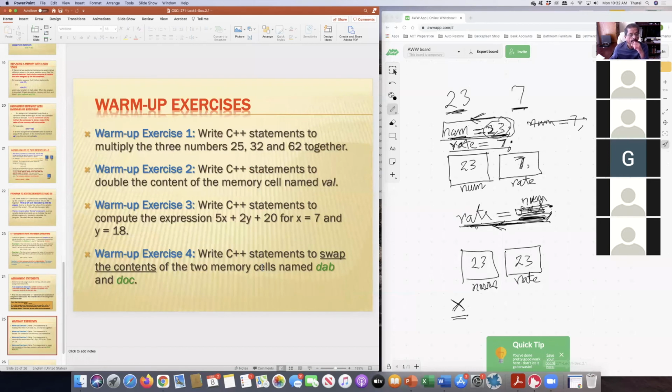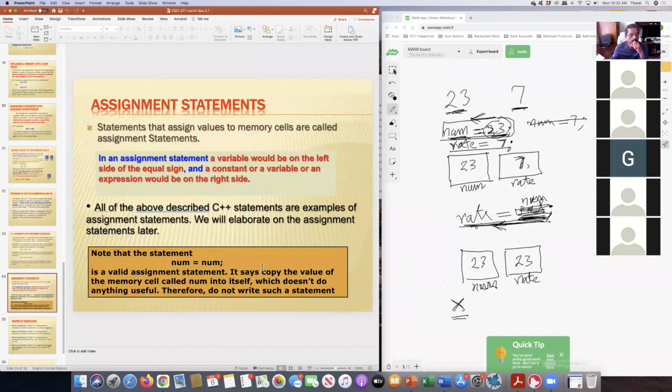Professor? Yeah. Are you ever able to put like the sum of two numbers, or does it have to have a variable? Oh, okay, good question.